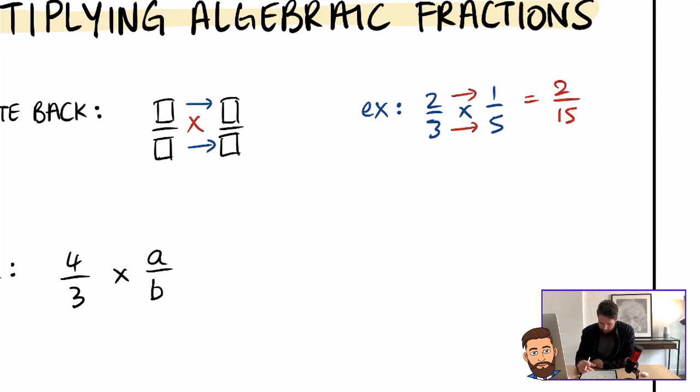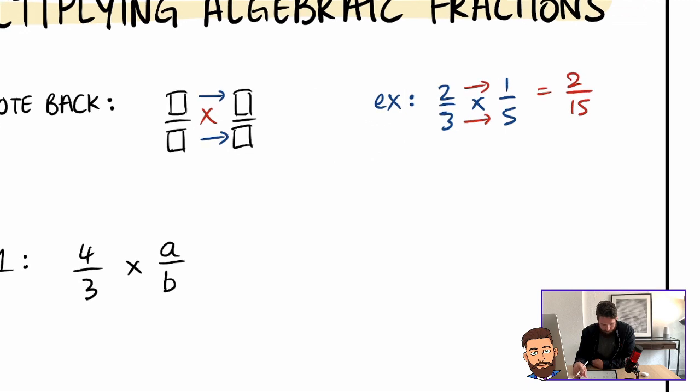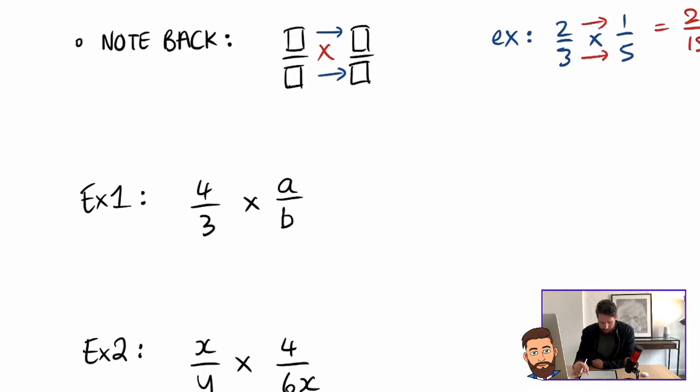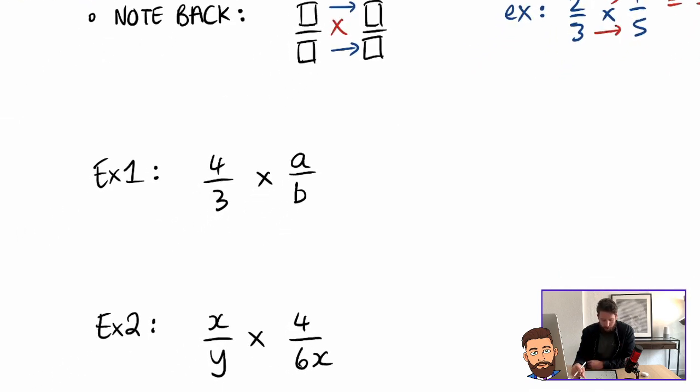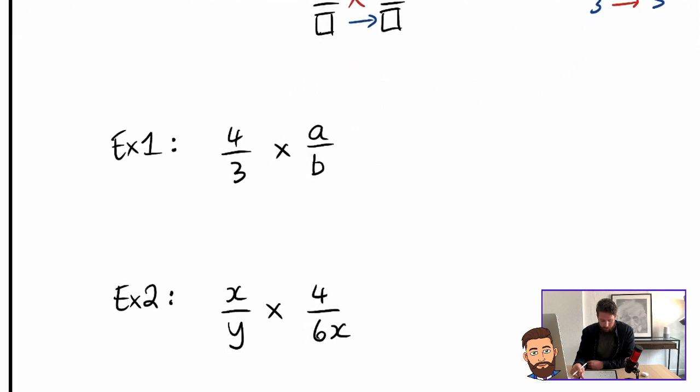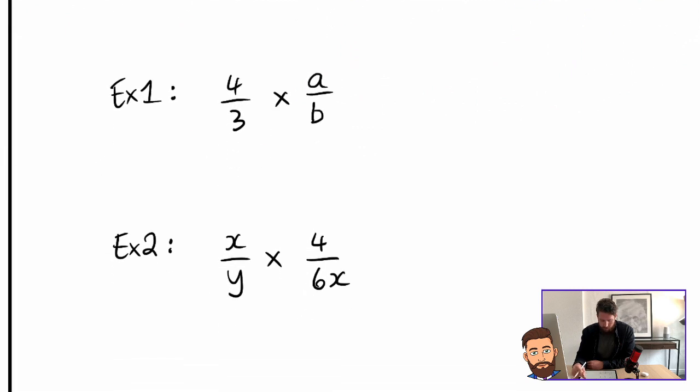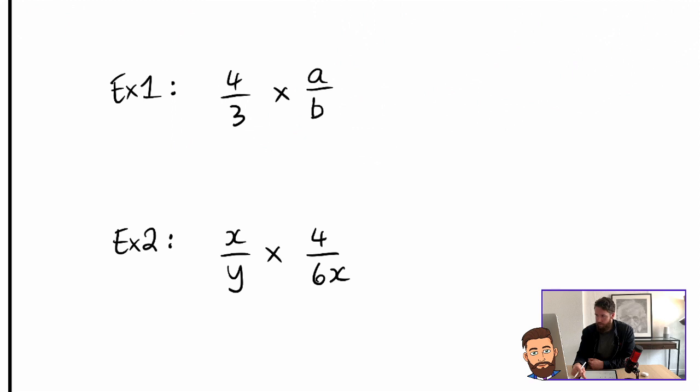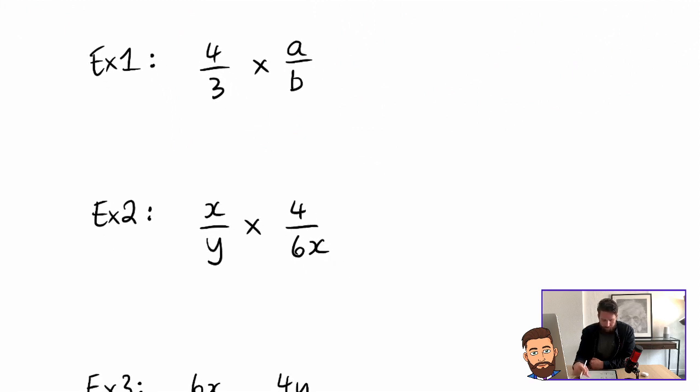So we can take this understanding into algebraic fractions. It's just the same, it's just you have algebra instead of strictly numbers. Example 1. We've got 4/3 multiplied by a over b. Well, what we just discussed was, when multiplying fractions, you multiply across. So 4 times a is 4a, 3 times b is 3b.